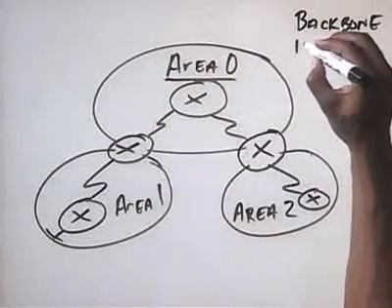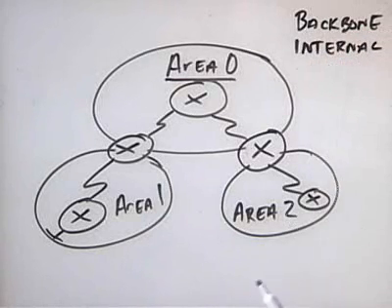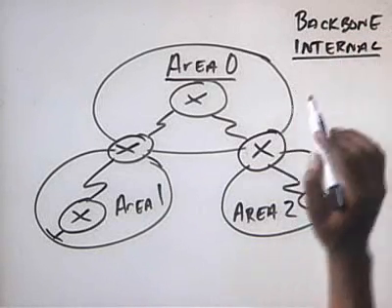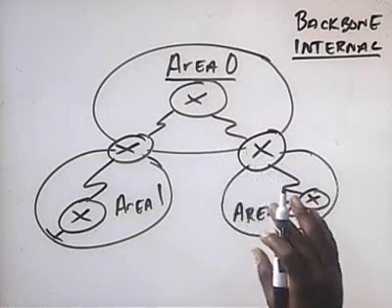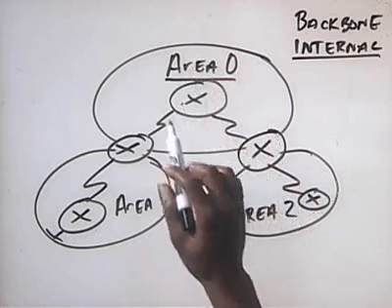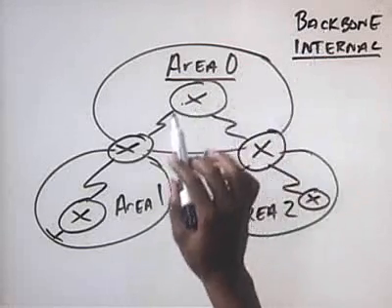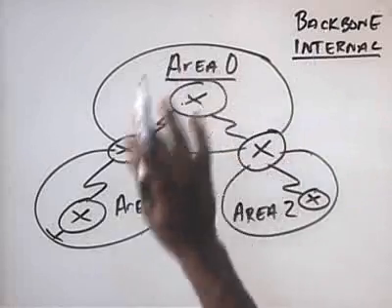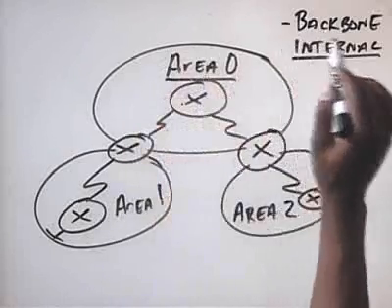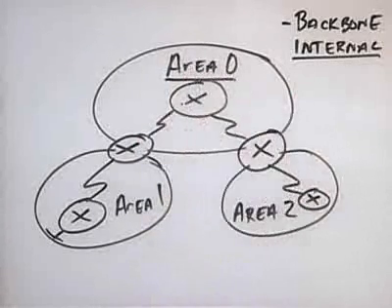Then you also have internal routers. Internal routers are any routers that have all of their interfaces in one area. For instance, this router right here would be considered an internal router and a backbone router. It's internal because all of its interfaces are in Area 0, and it's a backbone router because it has one or more interfaces in Area 0.